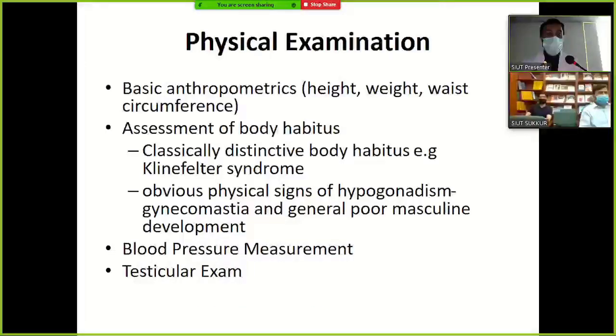Physical examination. Okay, Jalal. What is the scoring of IIEF? What is normal? What is abnormal? Have you gone through IIEF? Anyone? Dr. Kamal?